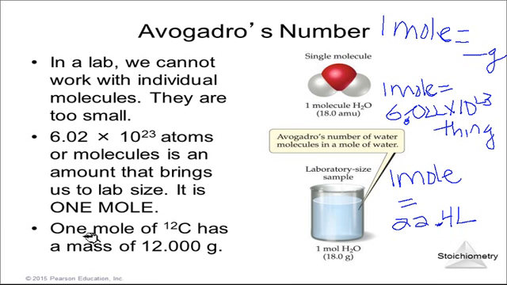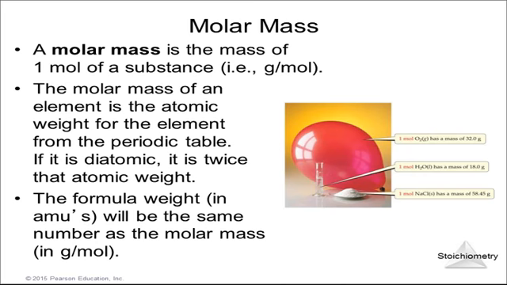Okay, so from the periodic table, I know that 1 mole of carbon-12 has a mass of 12 grams. The molar mass is the mass of 1 mole of a substance. Again, I get this from the periodic table. If I have a molecule that's diatomic, for example oxygen is O2, then 1 mole of O2 would equal 2 times the mass given of oxygen on the periodic table.